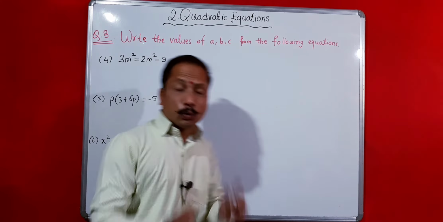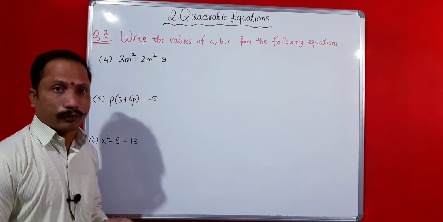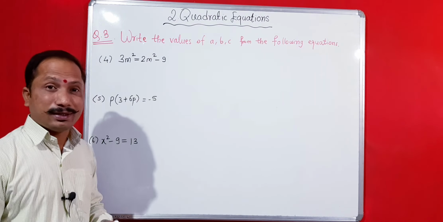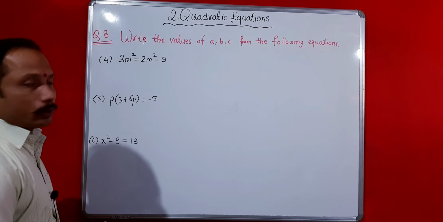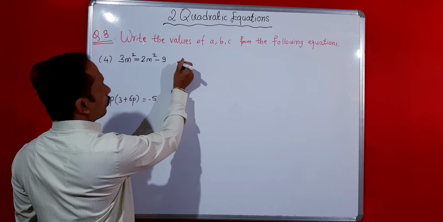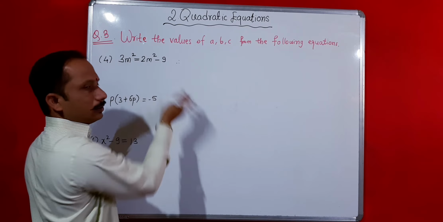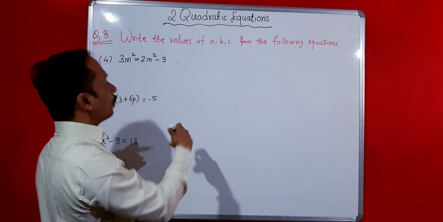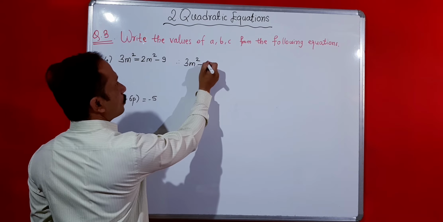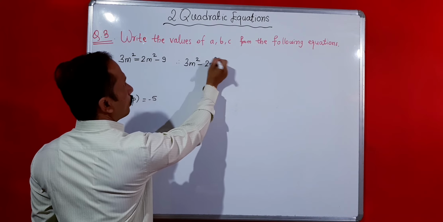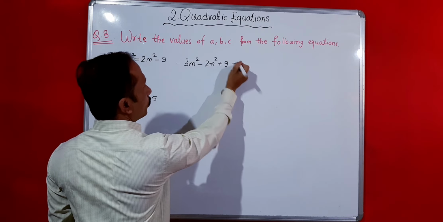Okay, we'll solve some more examples, and then we'll complete this topic, how to find the values of a, b, c in the quadratic equation. So 3m square is equal to 2m square minus 9. I will solve this first. Take the whole right side to the LHS. Therefore 3m square minus 2m square plus 9 is equal to 0.